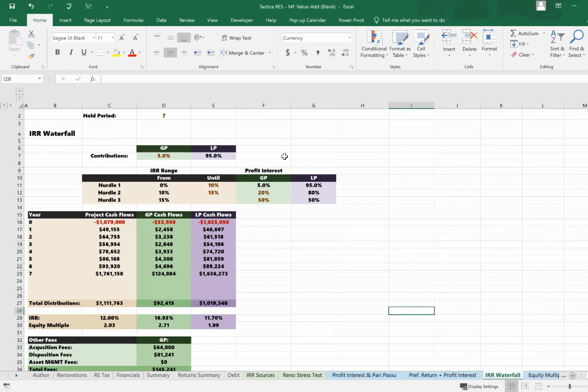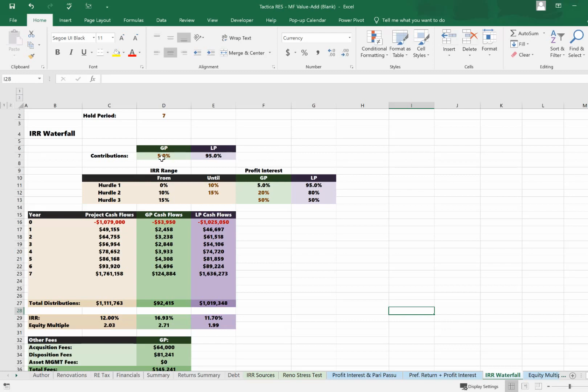All right, and then we get into the IRR waterfall. I won't bore you with the details on how long it took me to build this, but one thing I want to make very clear, not all IRR waterfalls are created equal. I referenced a lot that I found on the internet that other people were building, and everybody has their own spin on how this should be done. I will say with my IRR waterfall, I try to keep it as simple as possible.